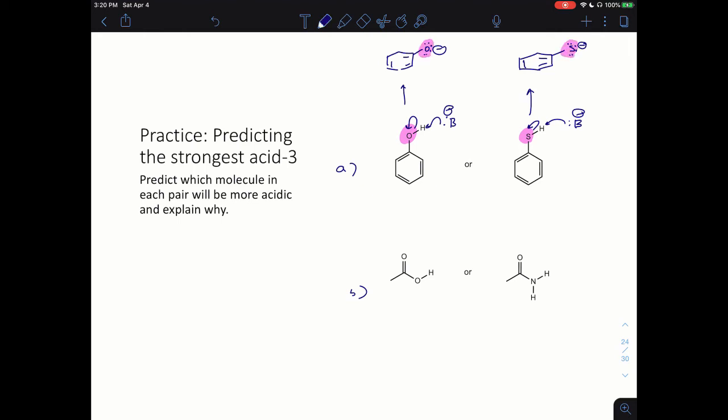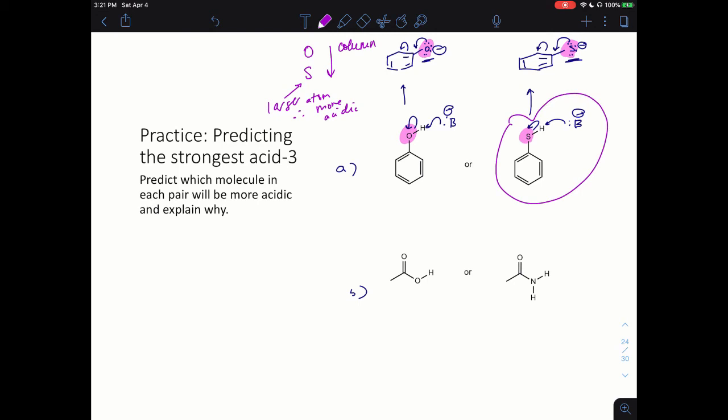They both certainly are stabilized by delocalization of charge, absolutely. But they both have that feature. So we really want to focus here on the main atom. So we know that sulfur and oxygen are in the same column. And within a column, the larger atom is more acidic, because that negative charge is spread out in a larger area of space. So this molecule would be more acidic.